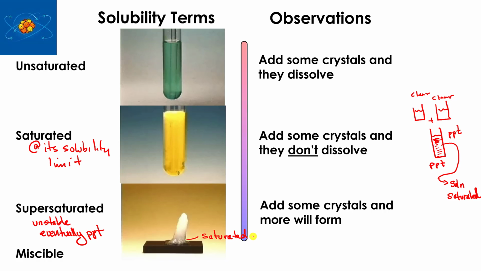Now, there's one more term that doesn't go along with the solubility limit, but this turns out to be a good place to put it. Not everything has a solubility limit. Some things you can dissolve in each other in any proportions. An example is alcohol and water. You can have as little as 1% alcohol in water, or as much as 99% alcohol in water, in which case you actually have 1% water in alcohol.